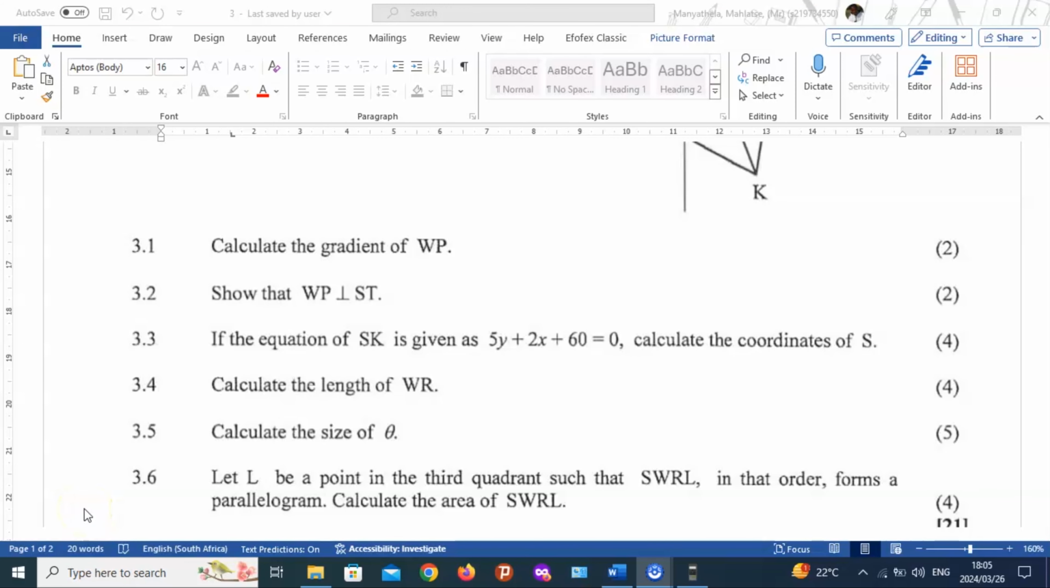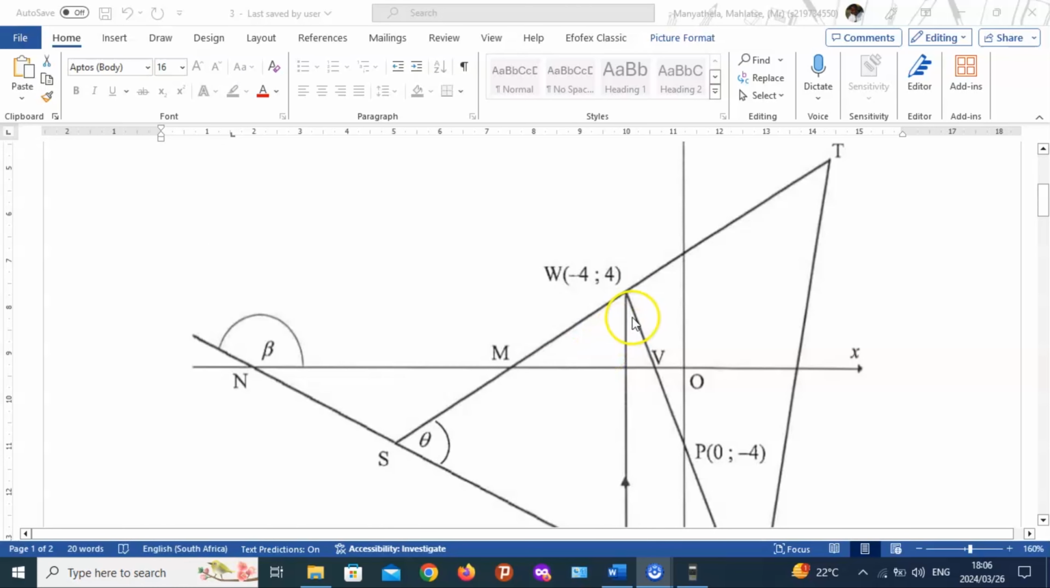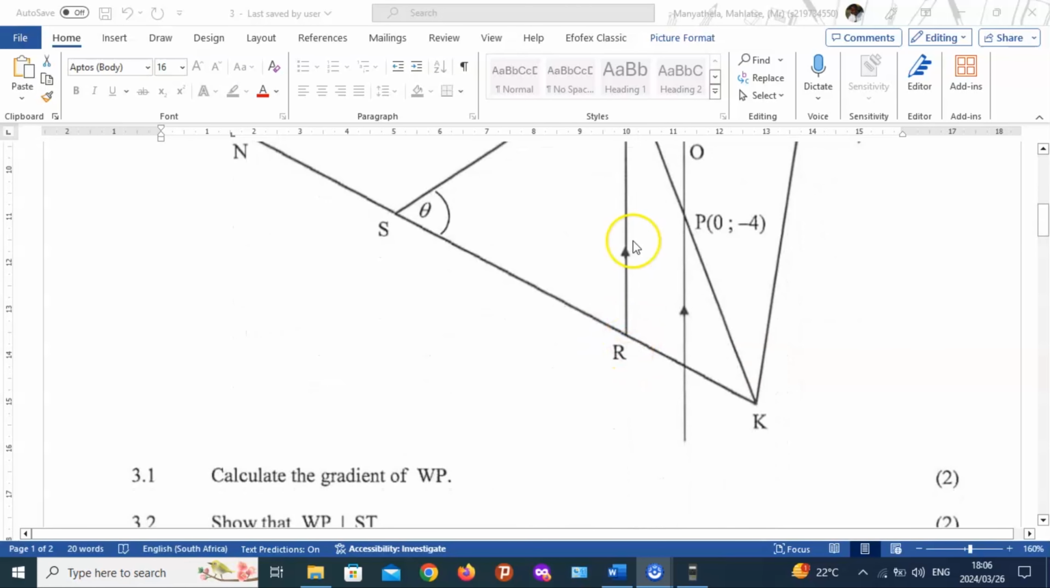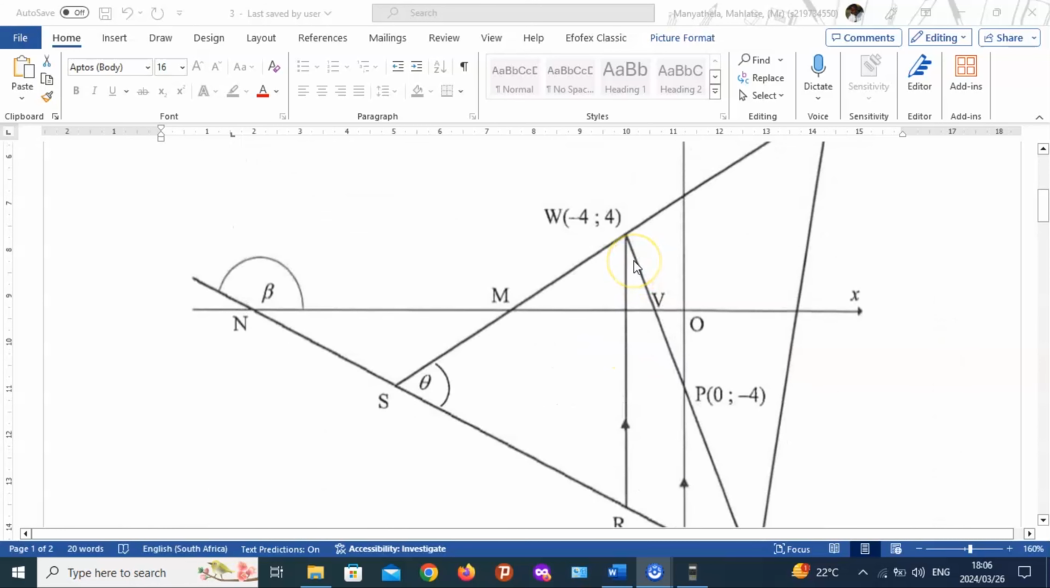Let's quickly look at the next question, which says calculate the length of WR. For us to be able to find the length of this line, remember WR is drawn parallel to the y-axis. It's a vertical line. The equation of a vertical line is x equal to the x value, or the x coordinate, on that particular line.